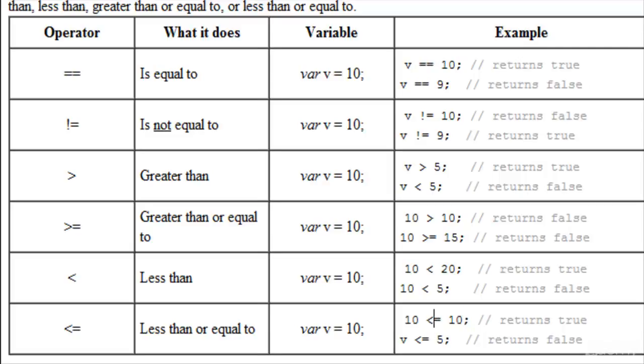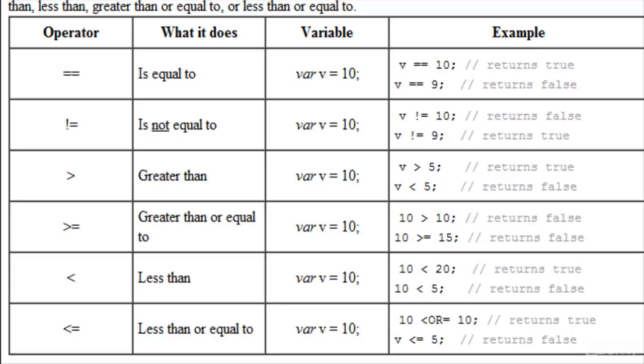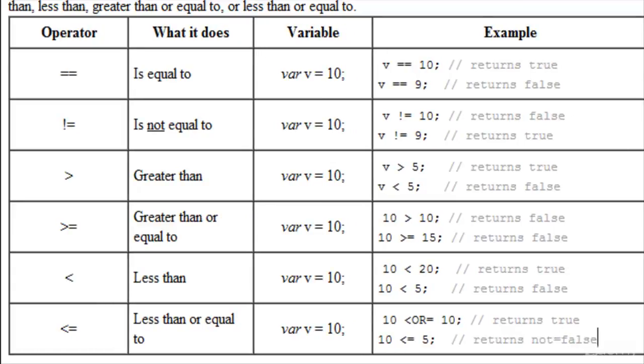So just pretend in here that there's the word or. And for the last example, v is less than or equal to 5. Well, that's false. Again, that's because 10 is not less than 5, 10 is not equal to 5. And when we say the word not, that means wrong, and wrong means false. So remember, not is equal to false.